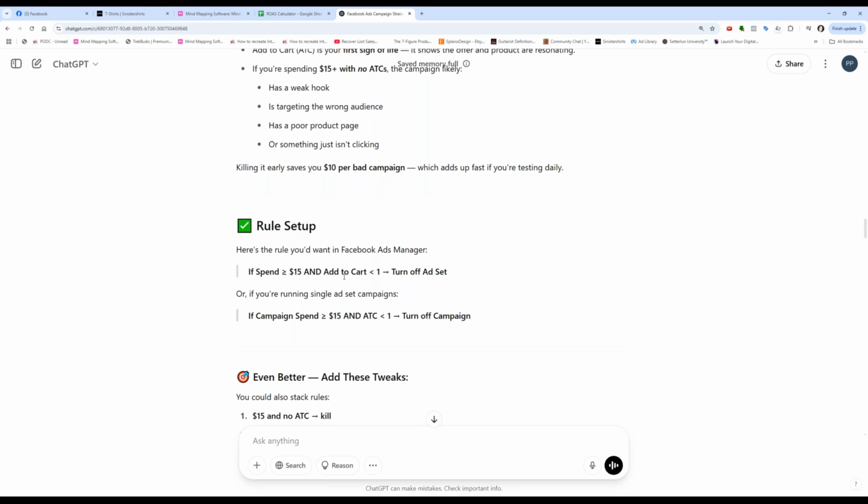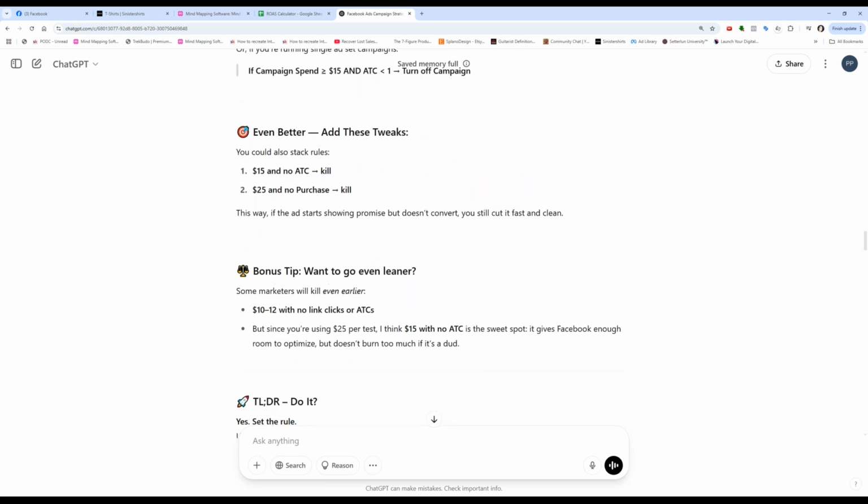If spend is greater than 15 and add to cart is less than 1, turn off the ad set. Or if you're running single ad set campaigns, which I do, if the campaign spends $15 and add to cart is less than 1, turn off the campaign. Those are my exact rules that I already do. Okay, even better, add these tweaks.